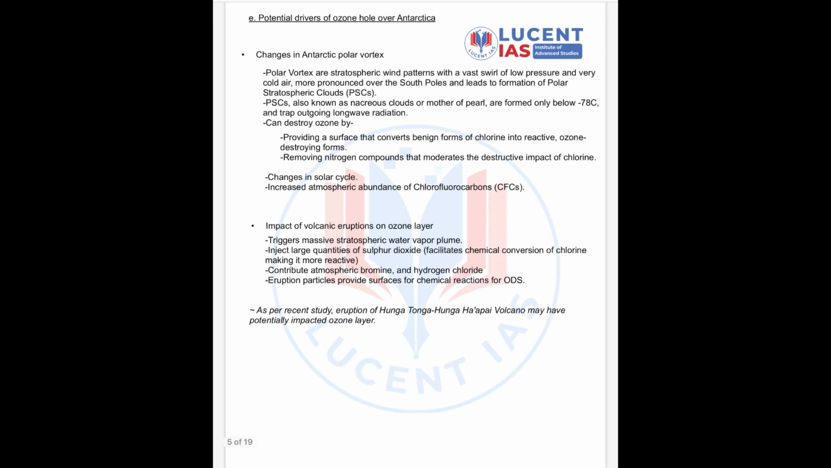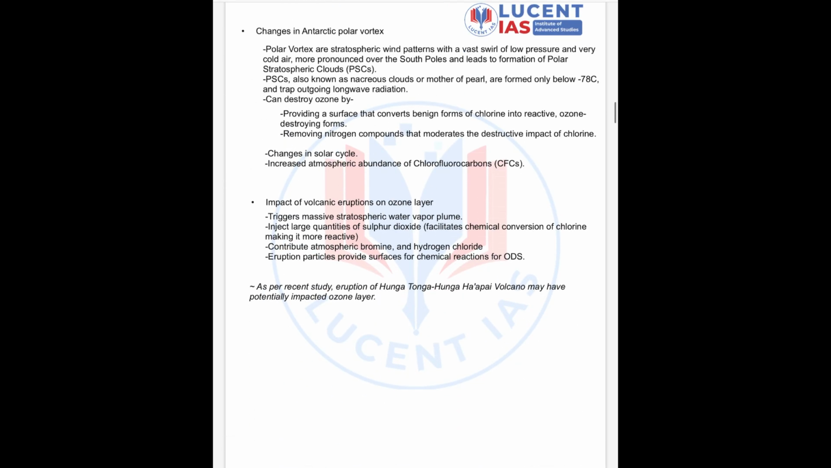So what are the potential drivers of the ozone hole over Antarctica? Let us see. Change in the Antarctic polar vortex. What is a polar vortex? Stratospheric wind patterns with low pressure and very cold air, mainly pronounced over the south pole, Antarctica, leading to formation of polar stratospheric clouds. Clear? How can they destroy ozone? They can destroy ozone by providing a surface that converts chlorine into reactive forms. Clear? Mainly they provide surface area.